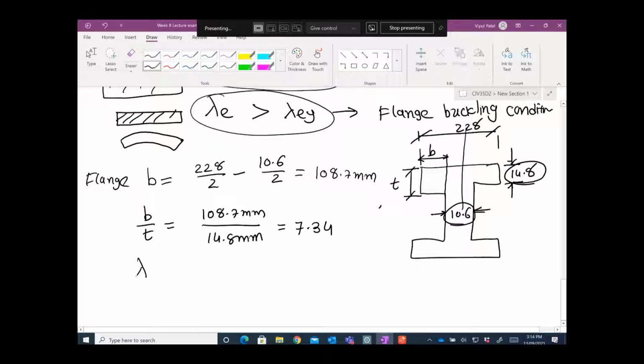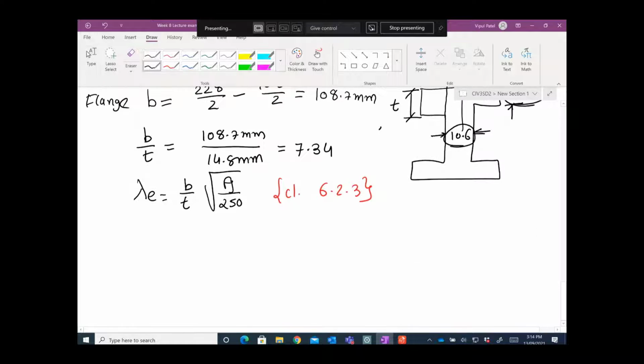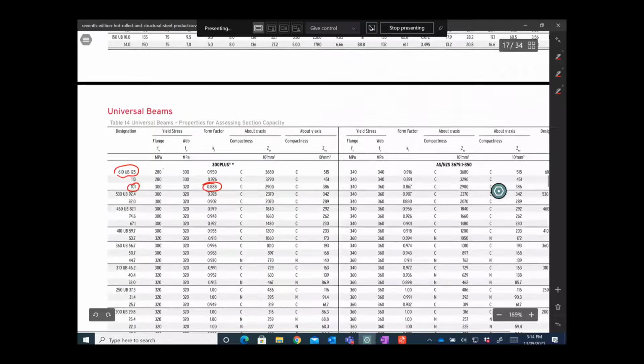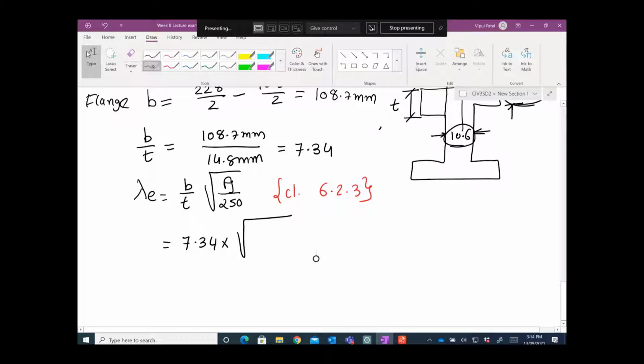So then you can calculate lambda e equal to b on t times the square root of fy on 250. By the way, again, let me write the clause, it is 6.2.3. So let's put 7.34 in this one, and the yield strength of the flange, come back here, is 300. So the yield strength of the flange is 300 over 250.